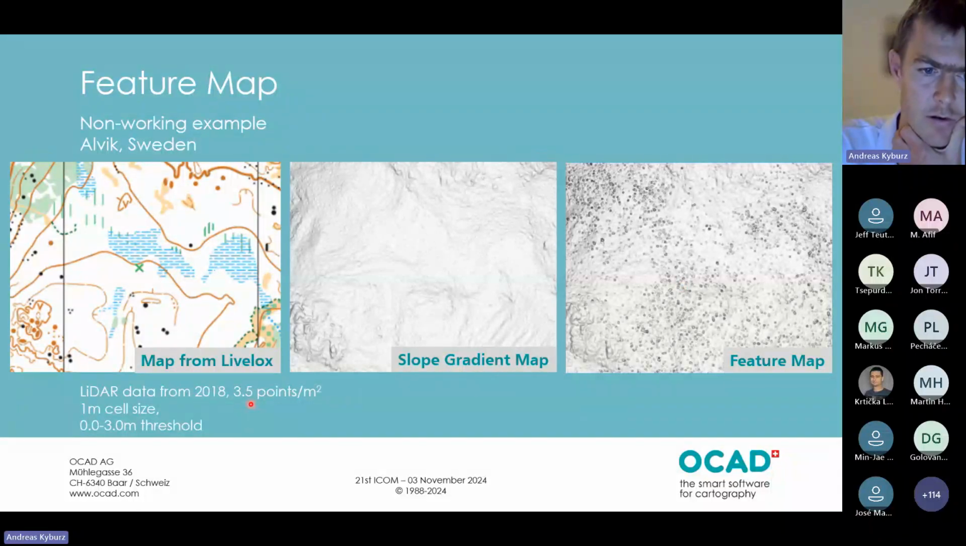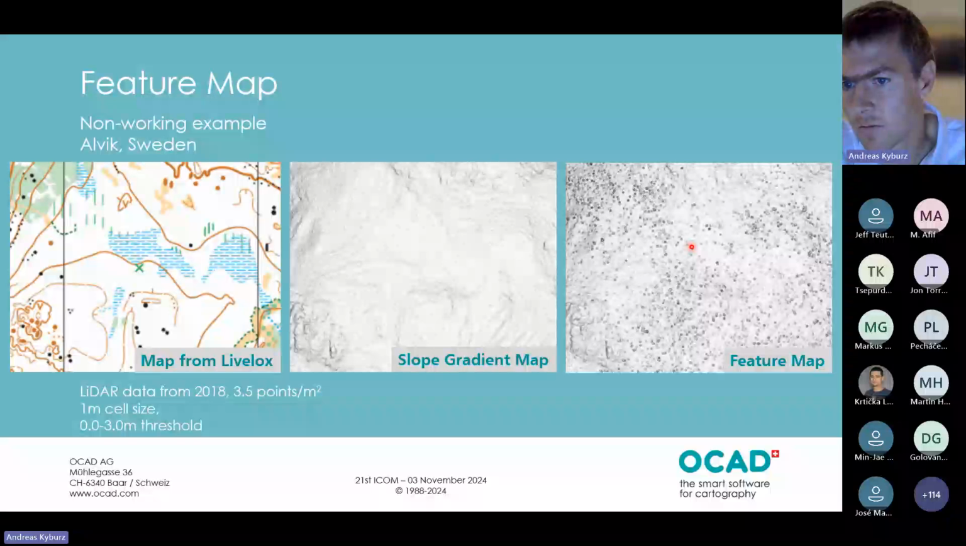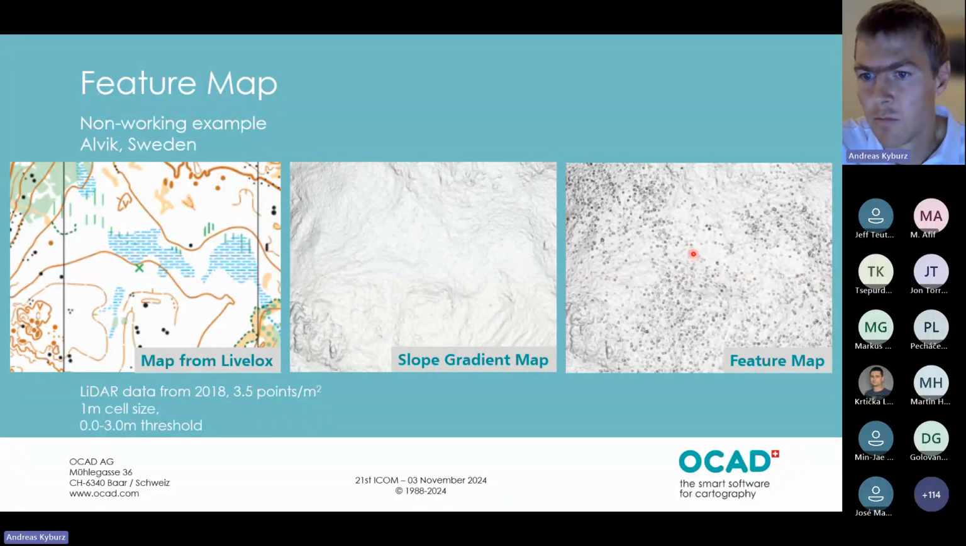And why is there so much noise? I think first of all it has to do with the point density. It's only 3.5 points per square meter compared to 25 before. And then I think it's also the fact that in Scandinavia you have a lot of fir trees that have branches down to the bottom, and then you have lots of vegetation points from the LiDAR data close to the ground. So probably all the small black dots are trees with branches down to the ground, or it may also be bushes.